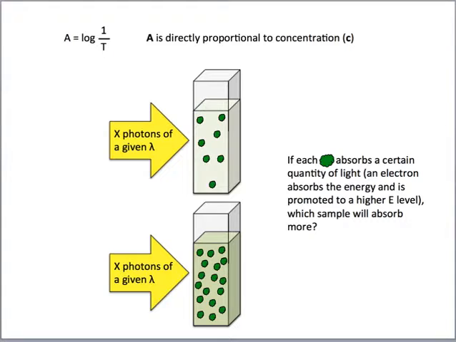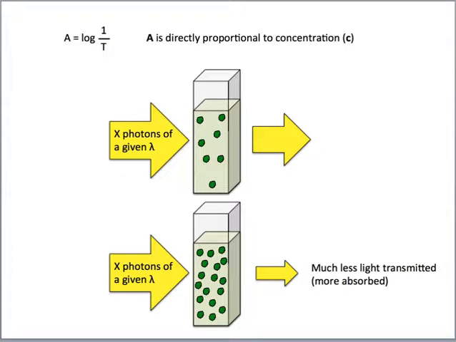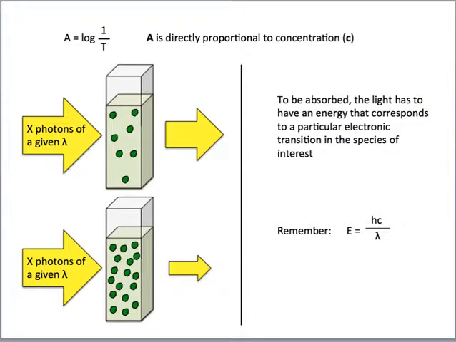And the more light that we absorb, the less light will be transmitted through the sample. So the less light will reach the detector. In this way, more concentrated solutions will absorb more light, and less light will reach the detector. And again, a reminder that the light has to correspond to an energy that matches an electron transition in that particular absorbing species. And we know that that energy corresponds to a particular wavelength of electromagnetic radiation.